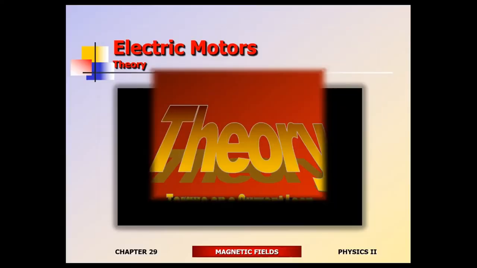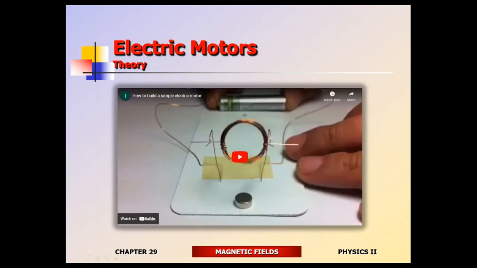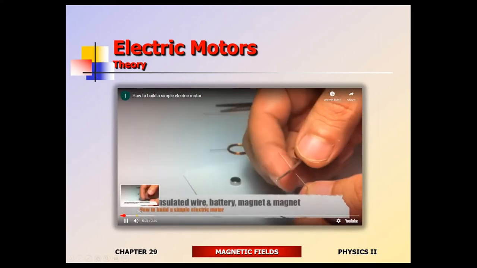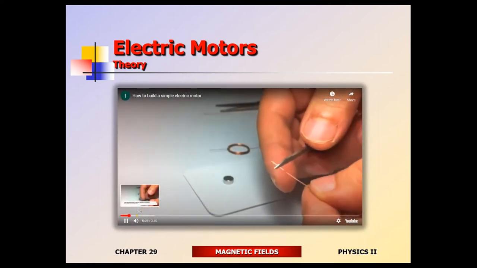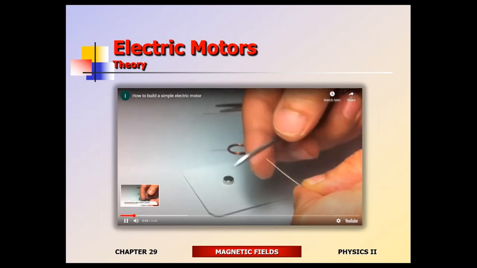Okay, just about the most useful technology that we get out of it is electric motors, because just about anything and everything that we use is motorized. So this would have been one of the experiments that we would have done in the lab if we had in-person education.